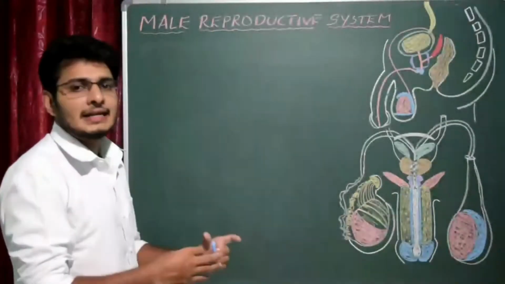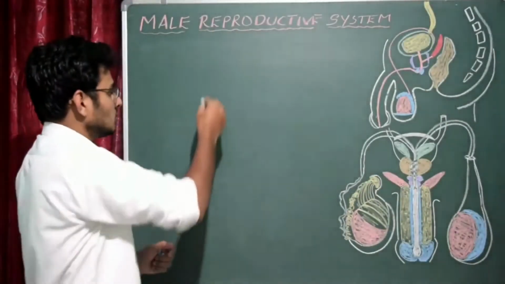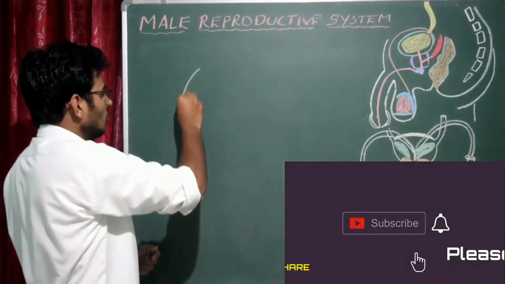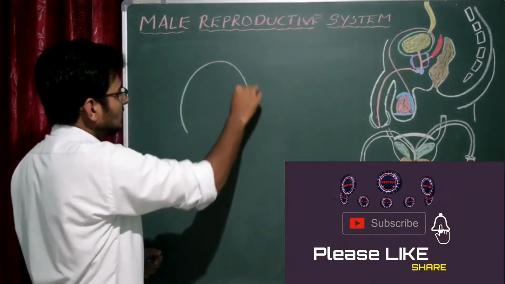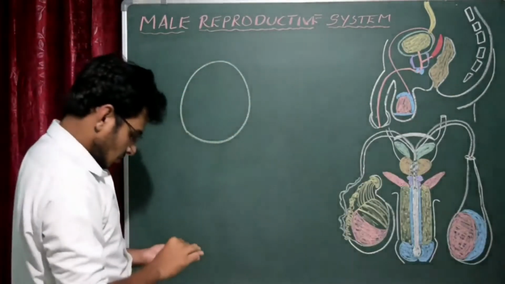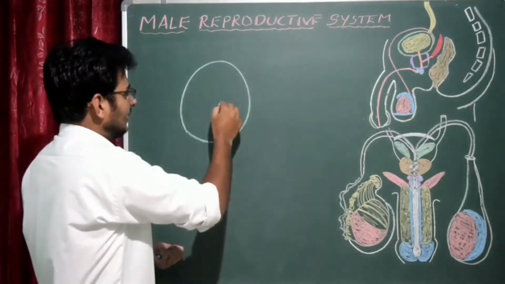Let us learn what is there inside seminiferous tubules. Okay, so what I'm going to do is I'm going to draw one seminiferous tubule. So this is one seminiferous tubule. Okay, so here I'm going to use a white color here.